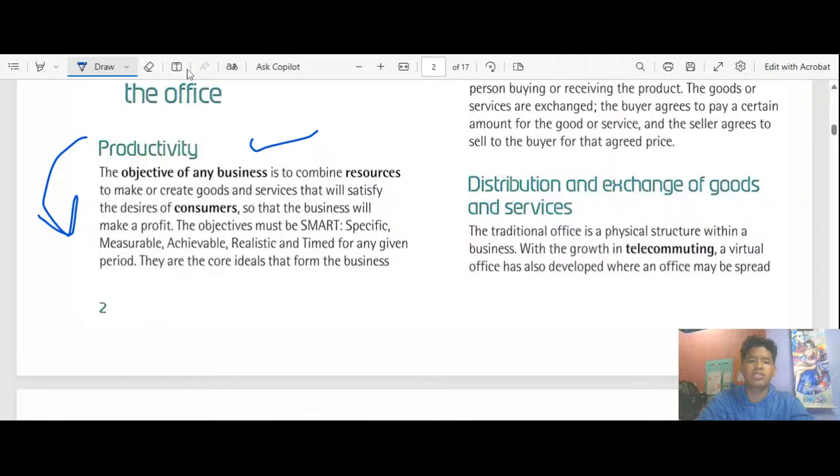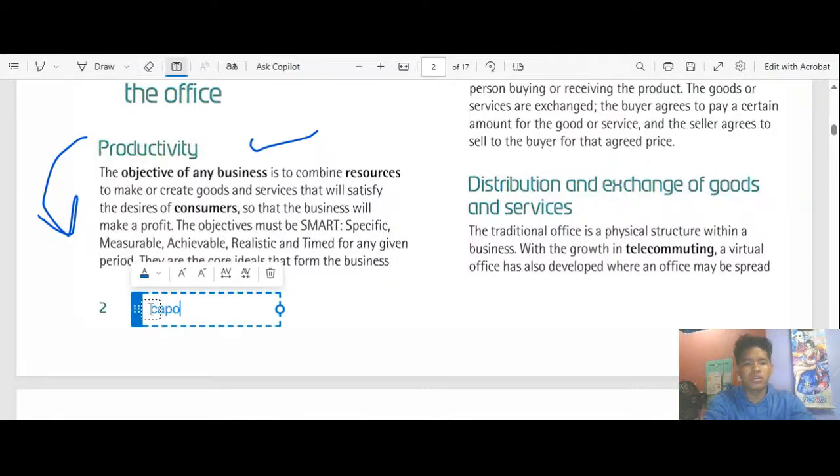Let me just put that on the screen. So this is something that you need to note. This is in any business, capital productivity. And then there is the other type of productivity, which is manual or labor productivity.